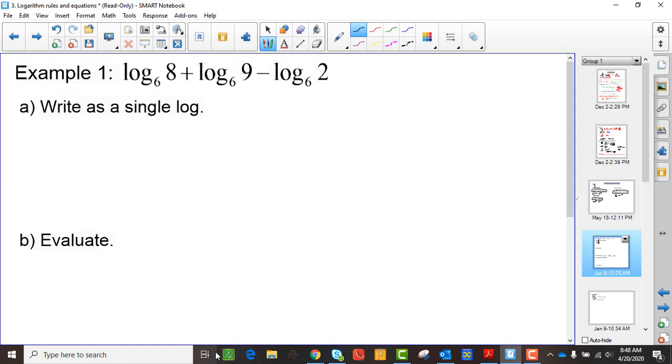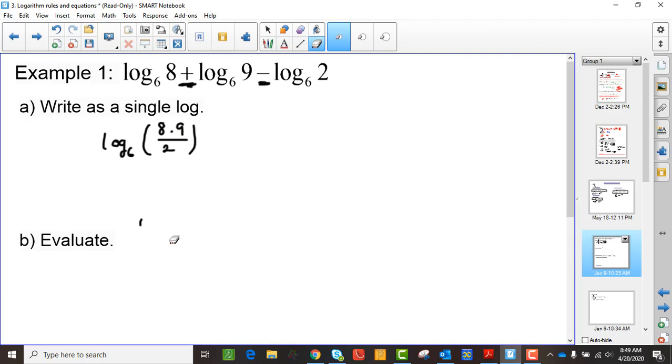So here's log base 6 of 8 plus log base 6 of 9 minus log base 6 of 2. If we have an addition, we're allowed to multiply. And if we have a subtraction, we divide. So we're going to write this as log base 6 of 8 times 9 divided by 2.